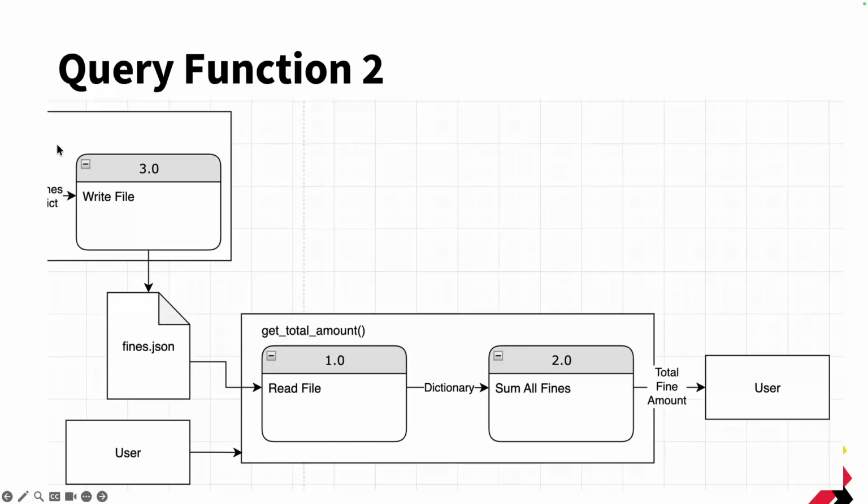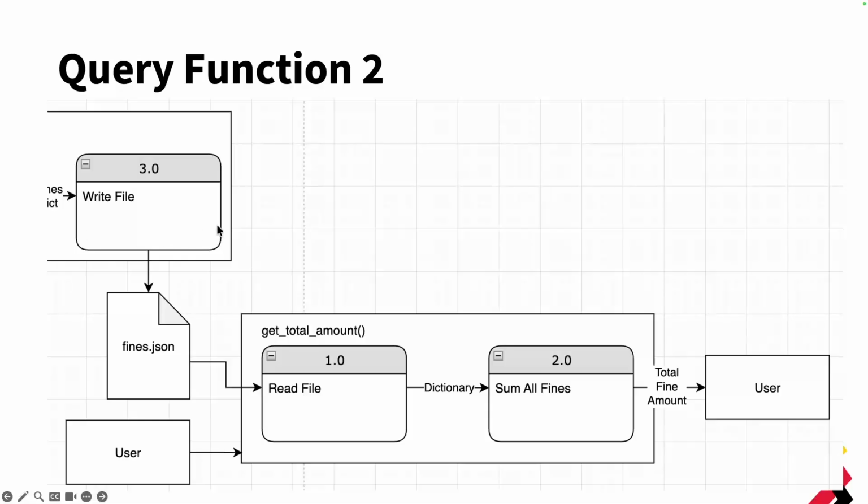Query function 2 is very similar. Again, we're starting at the tail end of our dictionary builder. The user calls this function, this time with nothing, because right now we want to get the total amount. So what happens is first we read this finds.json file, which will give us a dictionary. We will then sum all the finds, and then we will print out the total find amount to the user. So that is our function there.